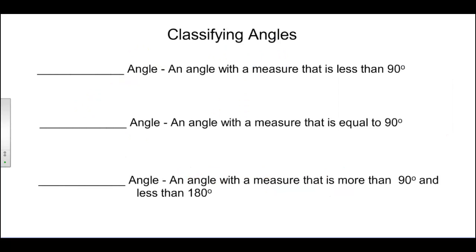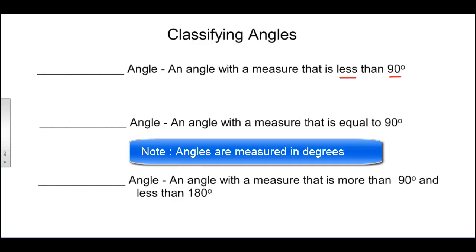There are a few ways to classify an angle. You've probably heard these before, but let's quickly review them. When you classify an angle, you're just going to name it by how big it is. There's really just three choices. The first is an angle that has a measure that is less than 90 degrees. If something has a measure that is less than 90 degrees, that is called an acute angle.